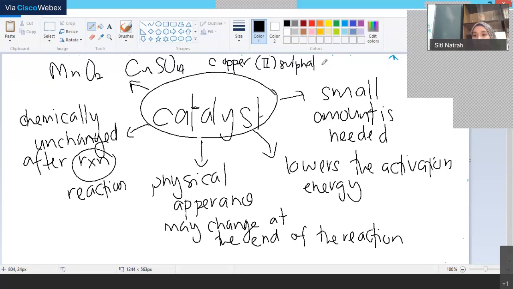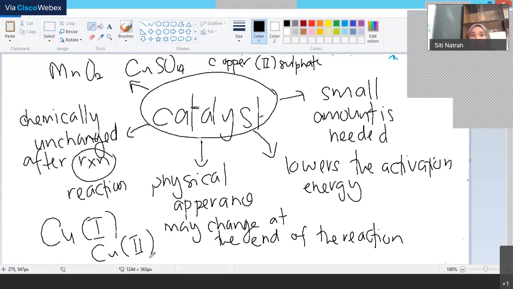Kalau soalan minta name, bila soalan minta name langsung kamu kena bagi nama lah. Bagi nama, tak boleh cakap copper sulfate. Tak dapat markah. Kita tahu copper ni dia bukan ada satu sahaja. Kita tahu copper ada copper I dan kita ada copper II.